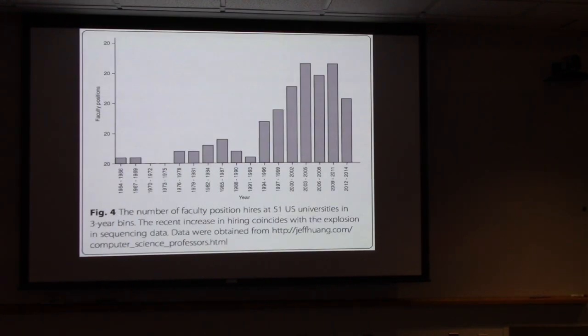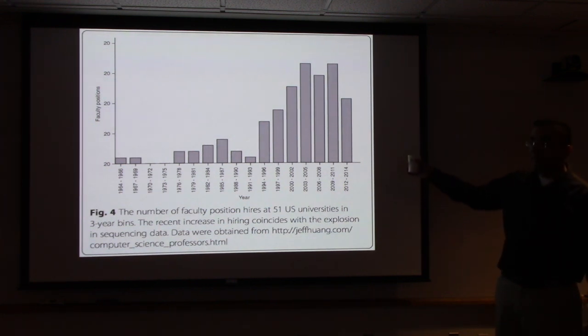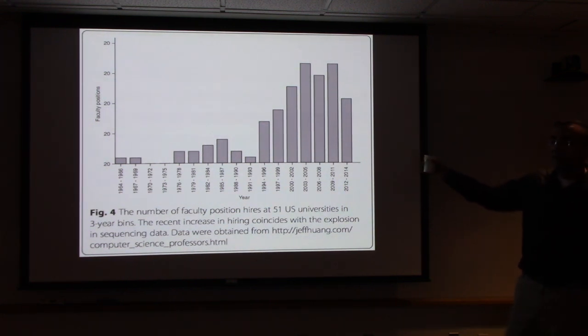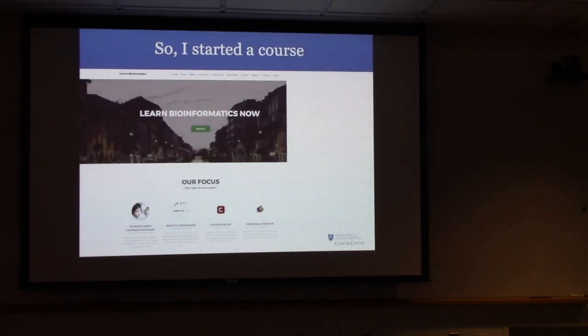All right. Okay, and then this is just a graph of faculty hires in 51 universities. And you can see this is for computer science, but there's a strong overlap with bioinformatics. There's a strong correlation there. So it basically shows that, if you're interested in academia or industry, either way, some prior knowledge of computer science or bioinformatics will be good for you.